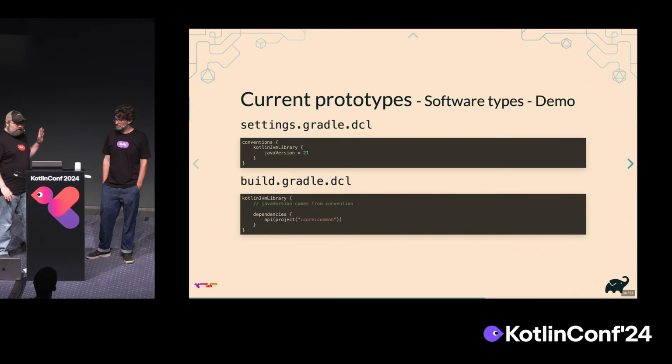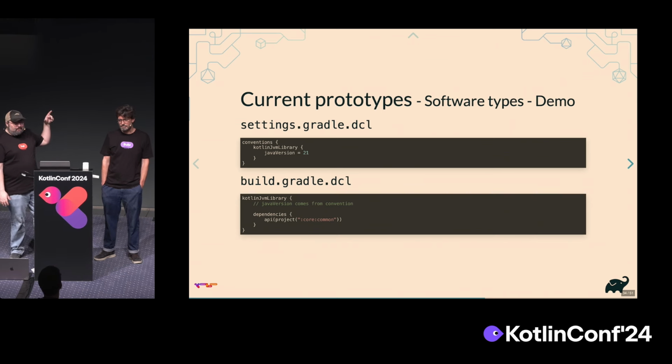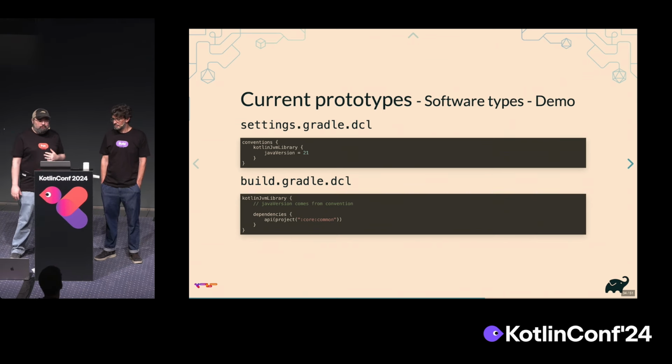This is very, very pared down so you don't get distracted by anything else. In settings, we have a new settings.gradle.dcl, declarative configuration language, where you can set conventions for a software type. So this Kotlin JVM library is a software type. And then in the project file, we're not applying any plugins. We're just saying this project is a Kotlin JVM library. And then we can set some extra settings in there, and we inherit the conventions from the settings file.